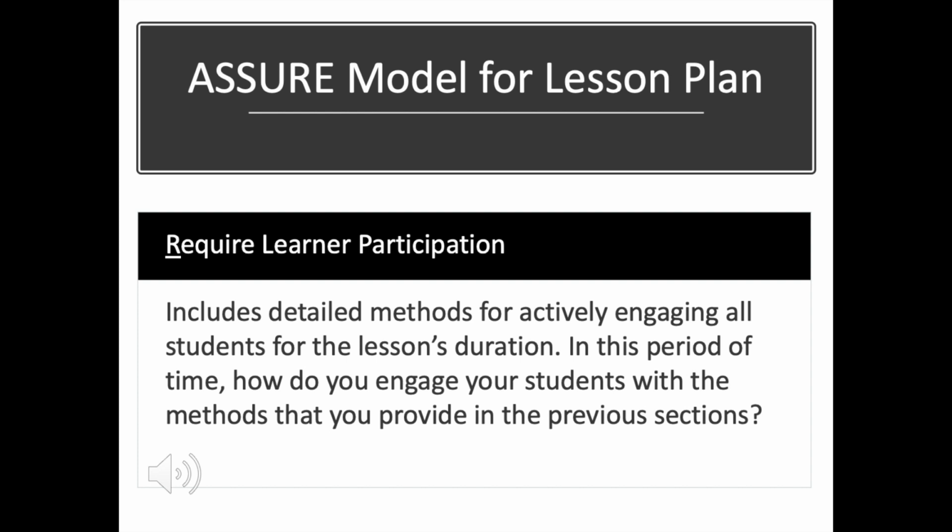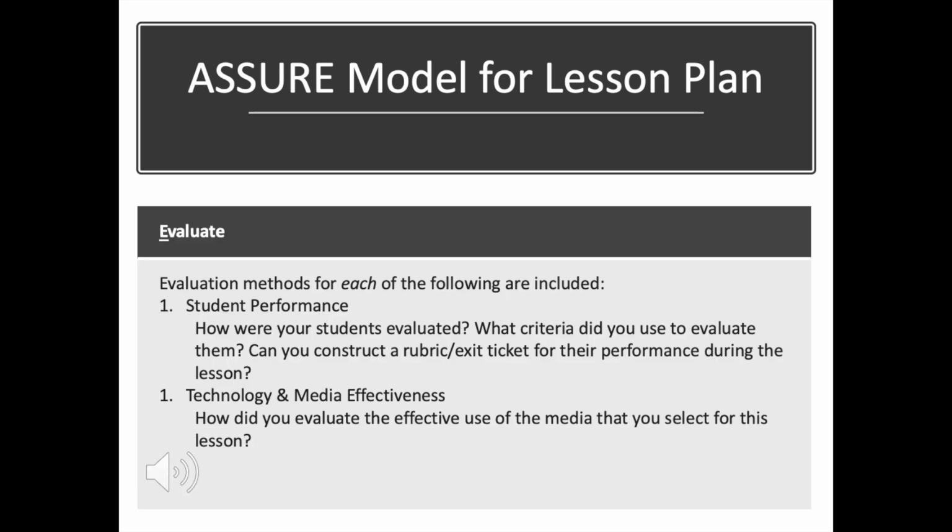Next, require learner participation. Includes detailed methods for actively engaging all students for the lesson's duration. In this period of time, how do you engage your students with the methods that you provide in the previous sections? Finally, include evaluation methods for each of the following. Number 1, student performance. How were your students evaluated? What criteria did you use to evaluate them? Can you construct a rubric or exit ticket for their performance during the lesson?